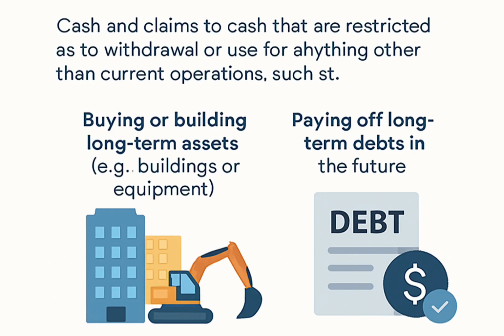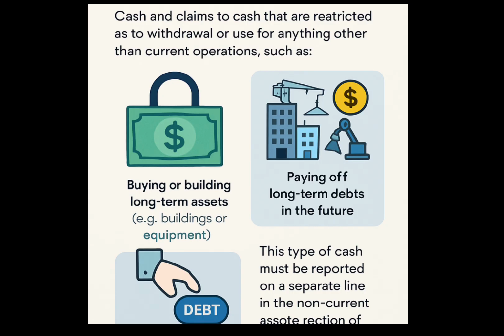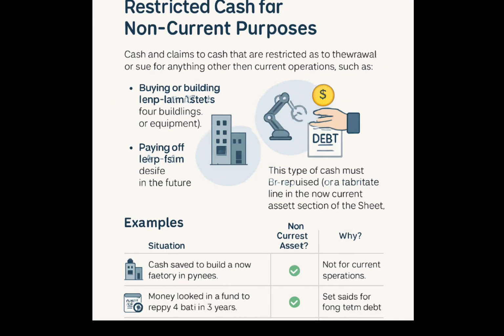Cash and claims to cash that are restricted as to withdrawal or use for anything other than current operations, such as buying or building long-term assets. Example, buildings or equipment. Or paying off long-term debts in the future. This type of cash must be reported on a separate line in the non-current assets section of the balance sheet.